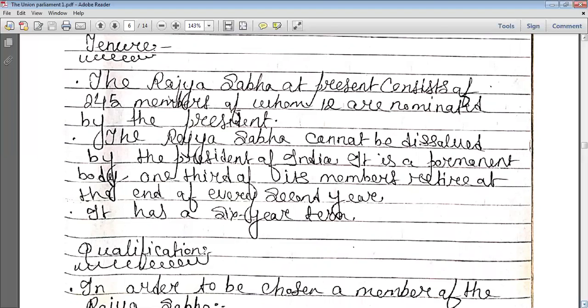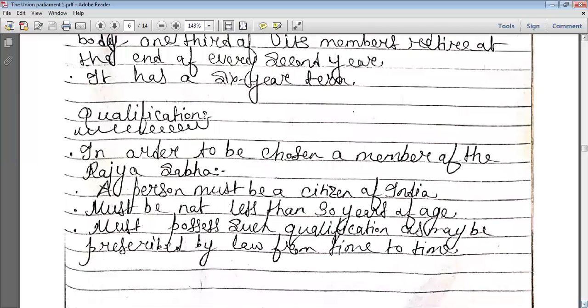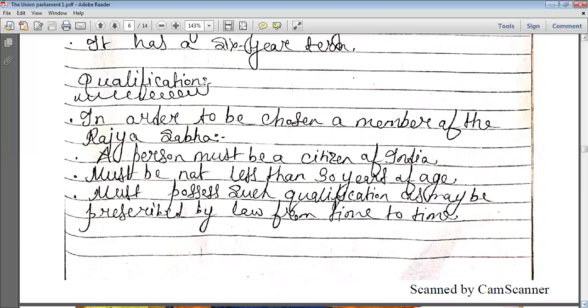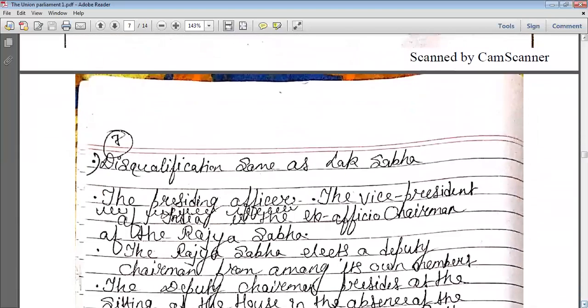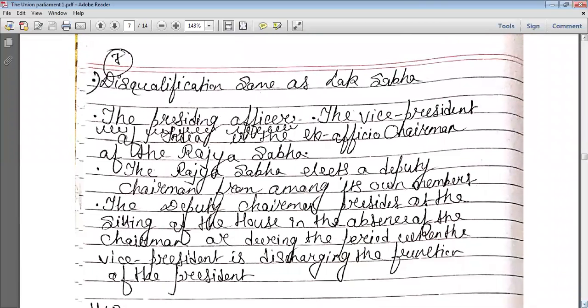One-third of its members retire at the end of every second year. It has a 6-year term. The tenure is 6 years in the case of the Rajya Sabha. Next, we would like to discuss qualification. Qualification is almost similar in comparison to the Lok Sabha. Just a small difference is that the age is 25 years for the Lok Sabha, and in the Rajya Sabha it is 30 years. Otherwise, the qualification is almost the same in both. The disqualification is also the same, so I have written here: disqualification same as the Lok Sabha.